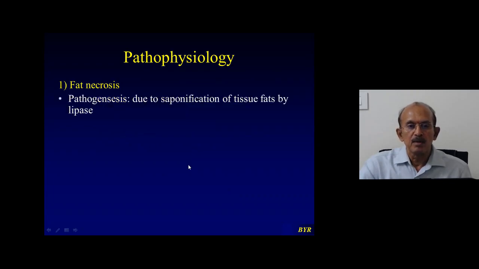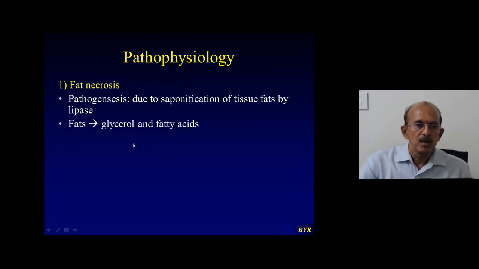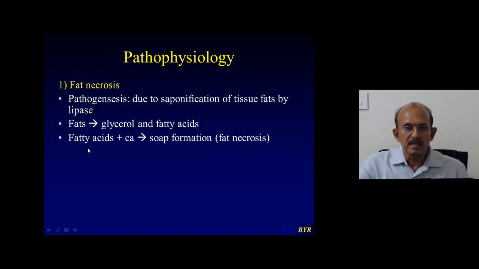Fat necrosis is due to saponification of tissue fats by lipase. So the lipase which is liberated from the pancreatic acinar cells digests the fat, the adipose tissue. Fats are first converted to glycerol and fatty acids. The fatty acids combine with calcium that is there in the tissue fluid and plasma and form calcium stearate and calcium oleate. That is, they form soap-like material in the tissues. This is called fat necrosis.